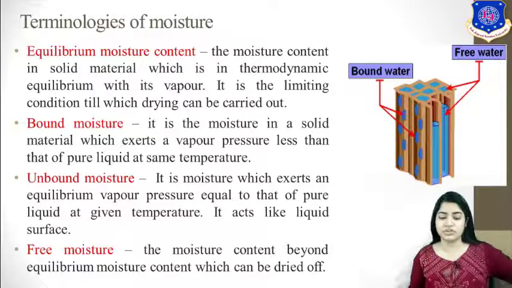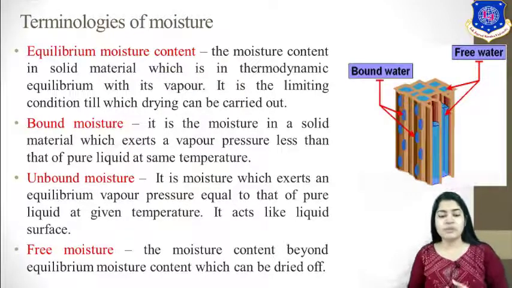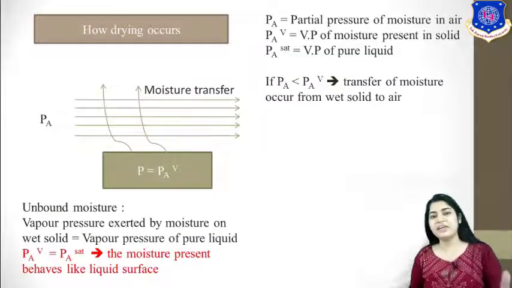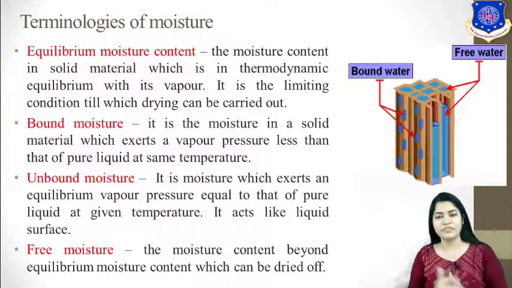Next is the bound moisture. It is the moisture in a solid material which exerts a vapor pressure less than that of pure liquid. Now unbound moisture is the moisture which exerts an equilibrium vapor pressure equal to that of pure liquid at a given temperature. It acts like a liquid surface. So here also we saw if PAV is equal to PA stat, that is the representation of your unbound moisture. Free moisture is what?